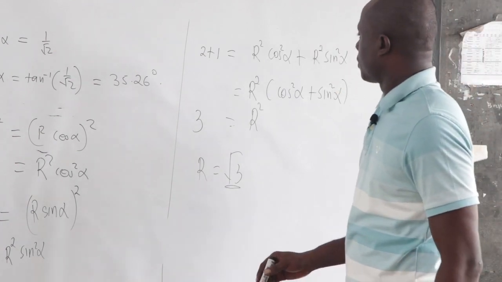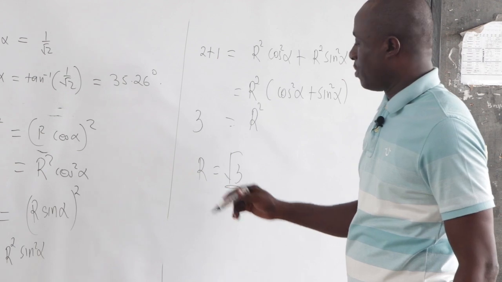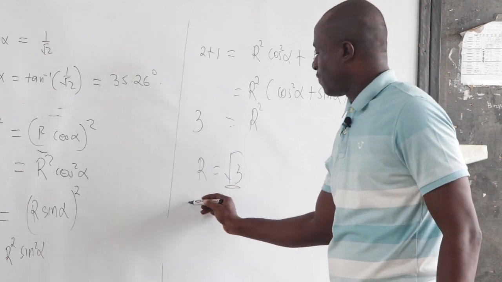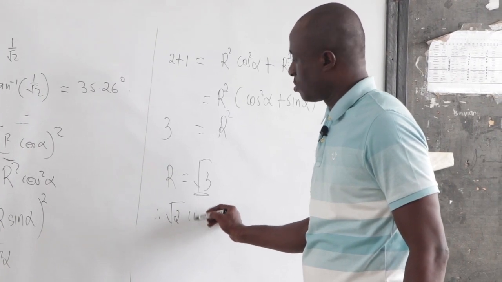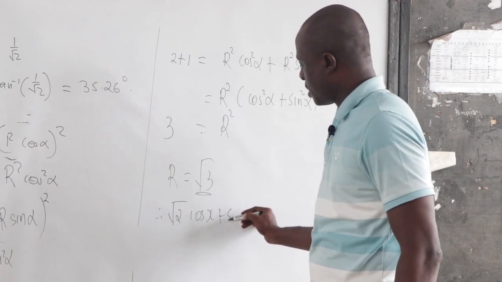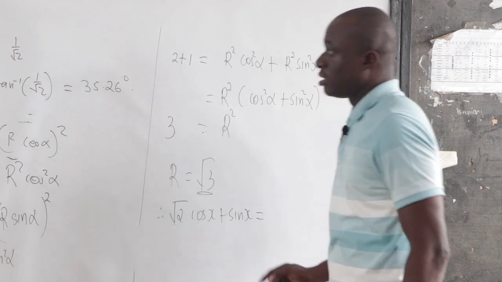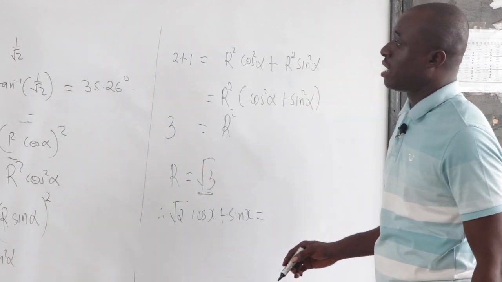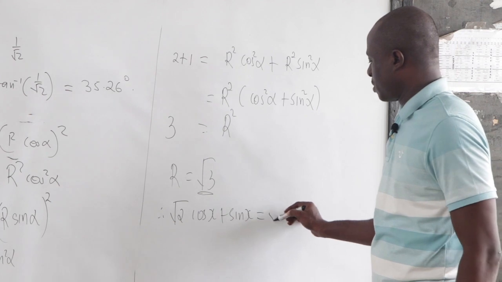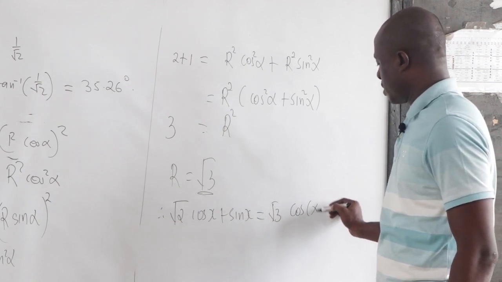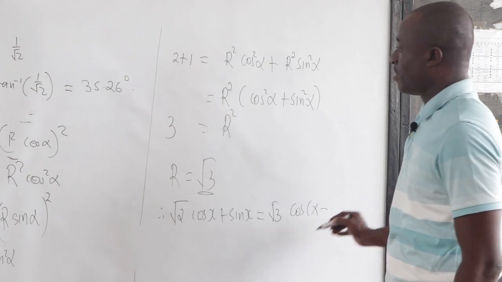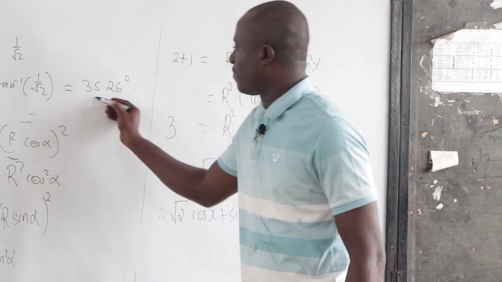Now, we know our r, we know our alpha. Therefore, root 2 cos x plus sin x is equal to, what is our r? Our r is root 3. Cos, we have x minus alpha. Now what is our alpha? We had our alpha to be this.